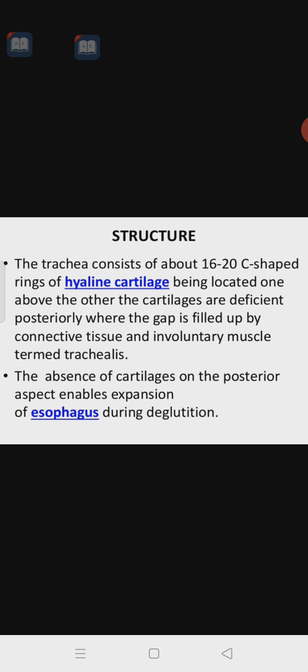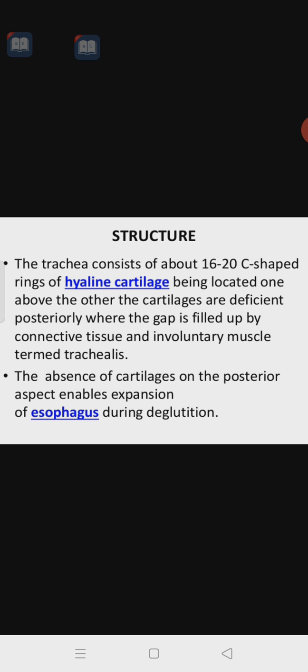How is the structure? The trachea consists of about 16 to 20 C-shaped rings. Those rings are nothing but hyaline cartilages, located one above the other. The cartilages are deficient posteriorly, where the gap is filled by connective tissue and involuntary muscle termed trachealis. So the involuntary muscles and connective tissues are what we refer to as the trachealis. The absence of cartilages on the posterior aspect enables expansion of the esophagus during deglutition.